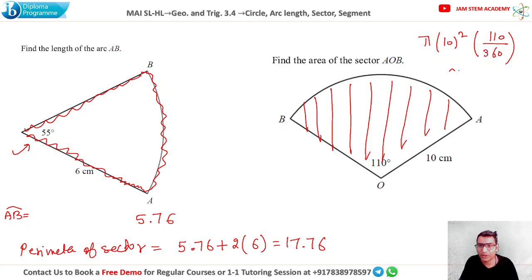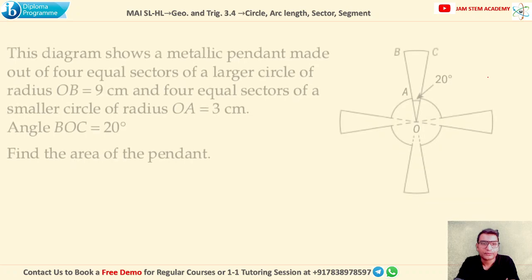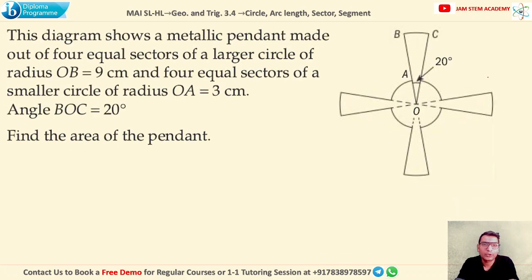So I can say almost 96 is the value. Okay. Next question. This diagram shows a metallic pendant made out of 4 equal sectors of a large circle of radius 9 centimeters. So this larger part, this is 9 centimeter, and 4 equal sectors of a smaller circle of radius 3 centimeters.